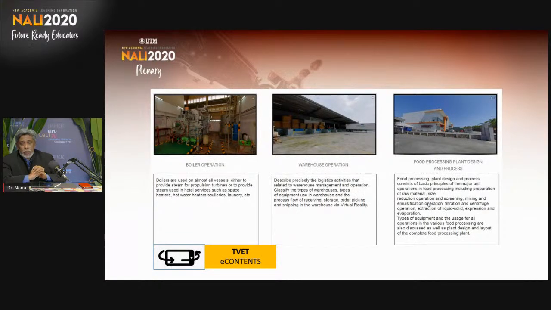This is the rest. We have got a boiler operation. We have got a warehouse operation where we did one with PKT Logistics. They brought us into their own warehouse and they showed us all the parts of the warehouse. This is for our logistics students. Before they go into the particular industry, they are already experiencing an immersive experience within the warehouse, right?